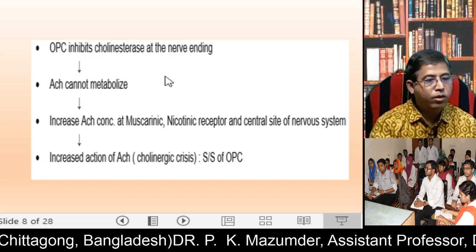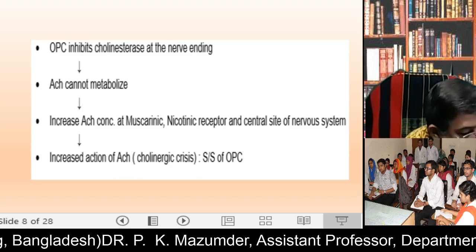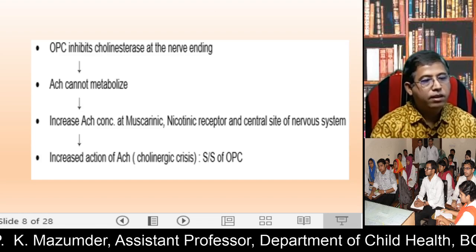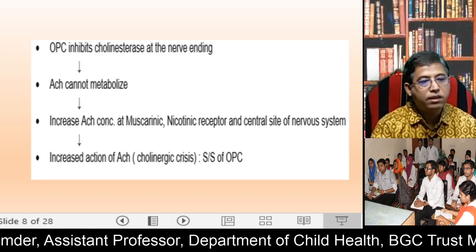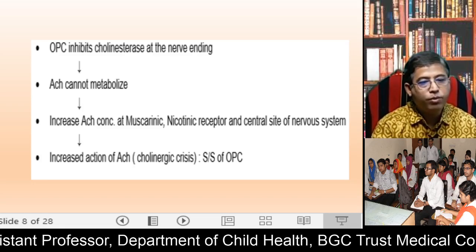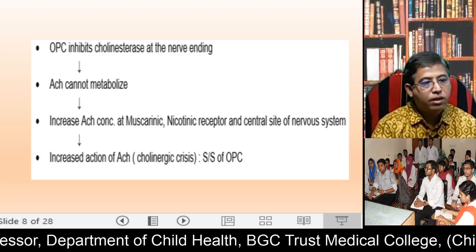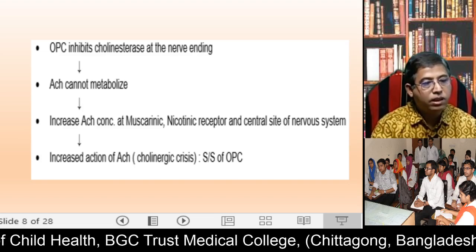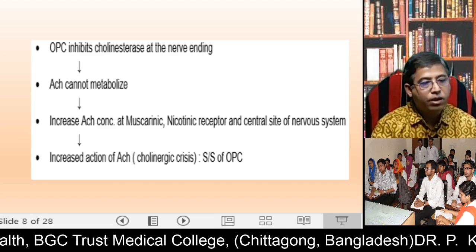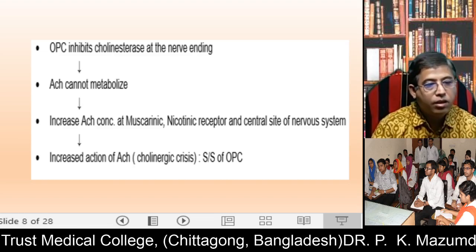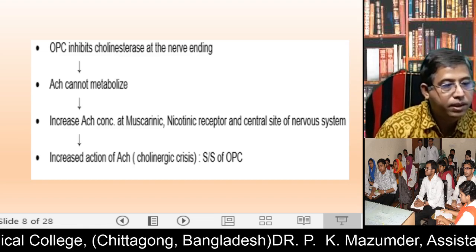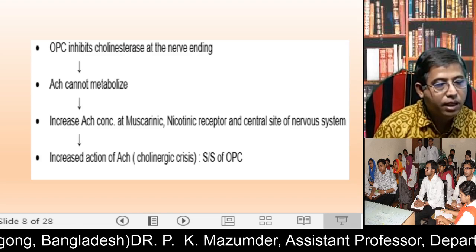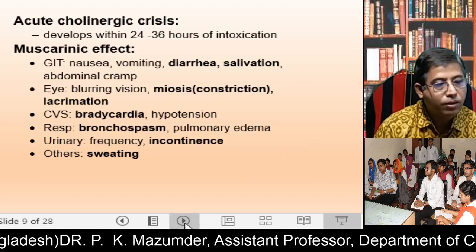That is, acetylcholinesterase metabolizes acetylcholine, but in OPC poisoning, the cholinesterase is inhibited by the organophosphorus compound, so acetylcholine cannot be metabolized, and the increased concentration of acetylcholine at muscarinic receptors, nicotinic receptors and central sites of the nervous system, and its increased action, produce the signs and symptoms of organophosphorus compound poisoning.